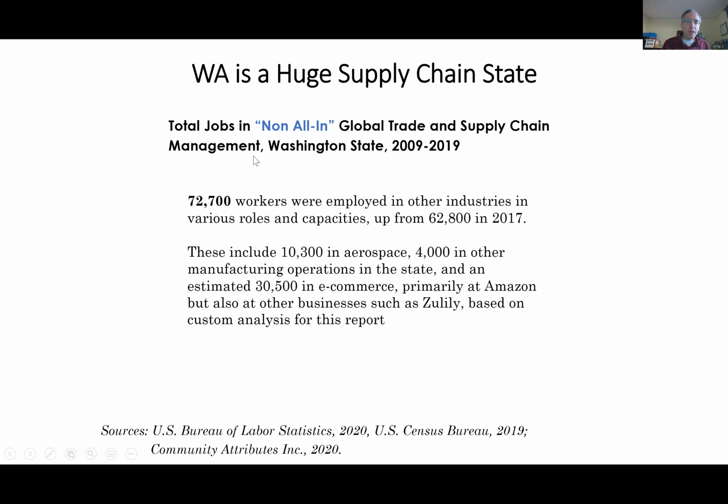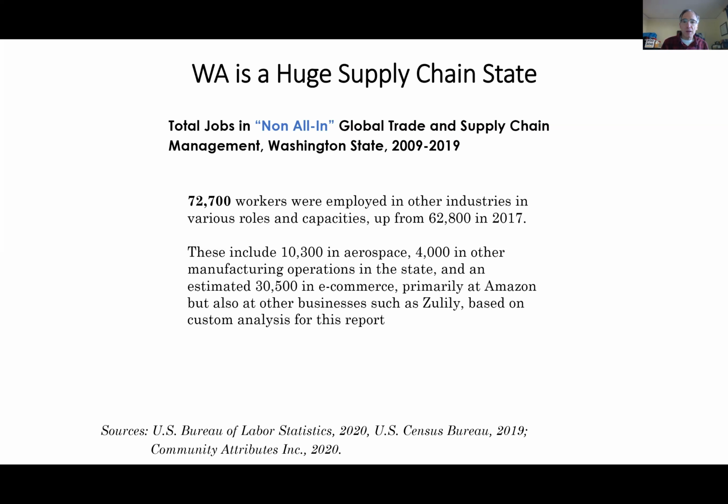And then we have the non-all-in supply chain jobs. So again, these are people who are working at places like Boeing, Zulily, and other companies. And there are about 72,000 of those types of jobs. So the industry as a whole is large. It's one of the bigger industries in Washington State. The total, so that'd be 99,000 plus 72,000, you've got just around 170,000 total jobs in the sector. So lots of opportunities there.